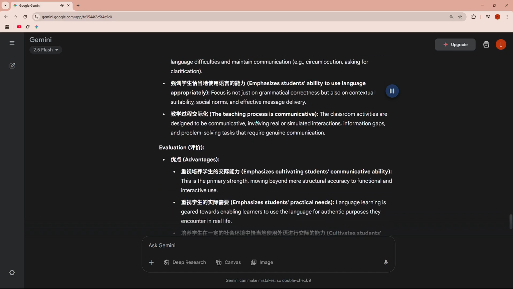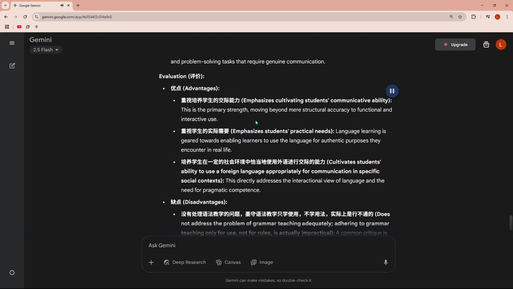Jiao Shui Guo Sheng Jiao Ji Hua. The teaching process is communicative. The classroom activities are designed to be communicative, involving real or simulated interactions, information gaps, and problem-solving tasks that require genuine communication. Evaluation. Ping Jia.